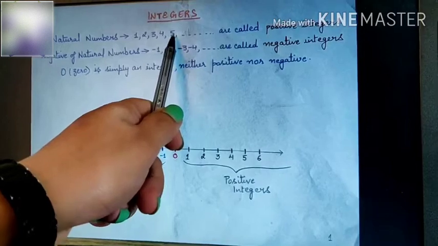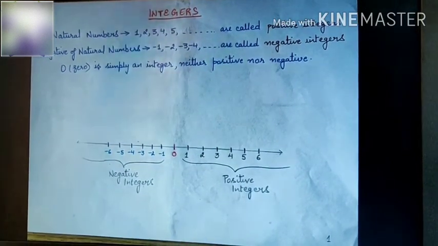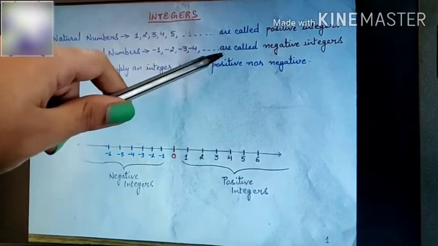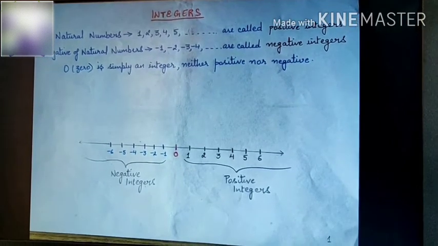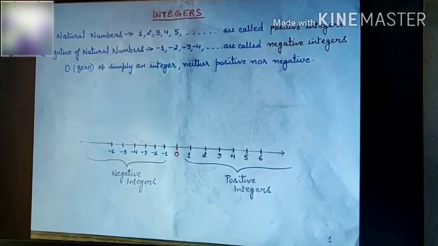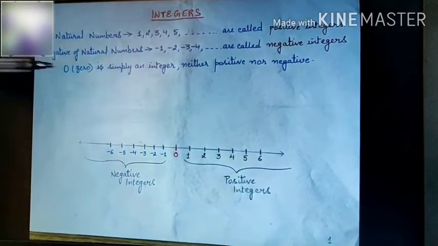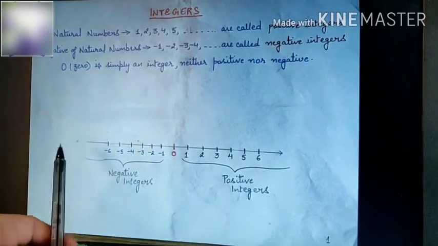These are natural numbers. Then if I take the negative of natural numbers, it will be -1, -2, -3 and so on. And 0. This is the absence of something. Right? So 0 is neither positive nor negative. And these are collectively known as integers, as you can see on the number line.